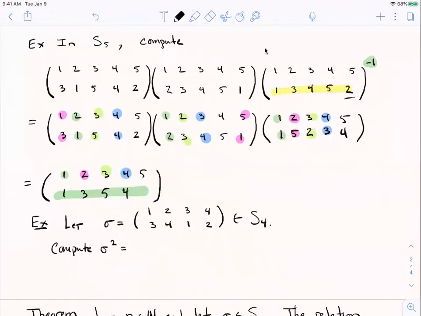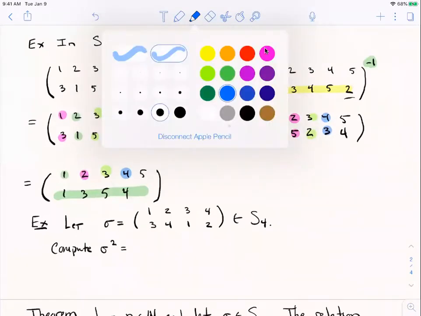Last one is 5. You can check it, certainly, but look at the bottom row in our answer over here. The only thing that's missing is 2. So we better get a 2. Do I have one more fancy color here? Maybe we'll go for something like orange.